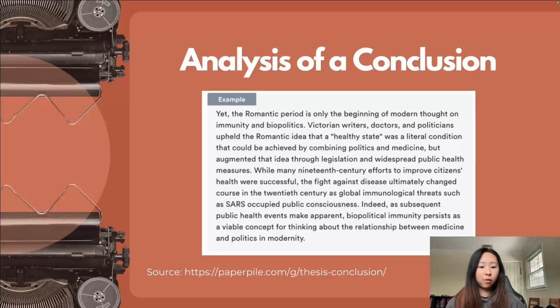What this conclusion avoids is that it does not restate the paper mechanically, it doesn't introduce a whole new counter-argument at the end, and it doesn't apologize for any limitations that it may have.